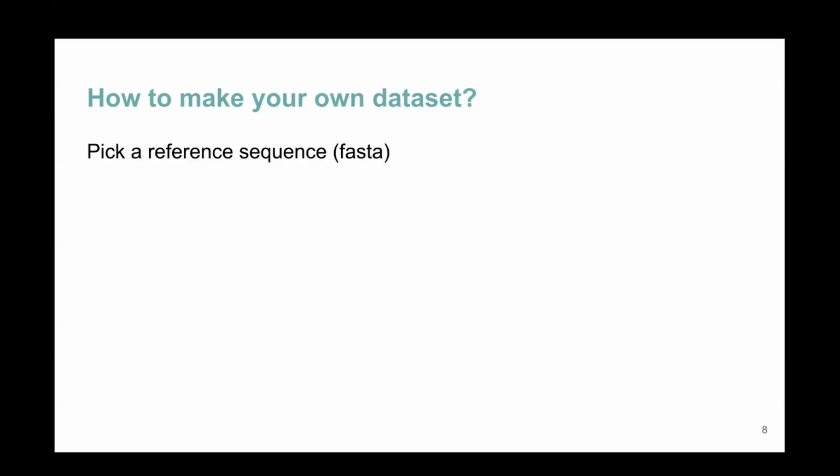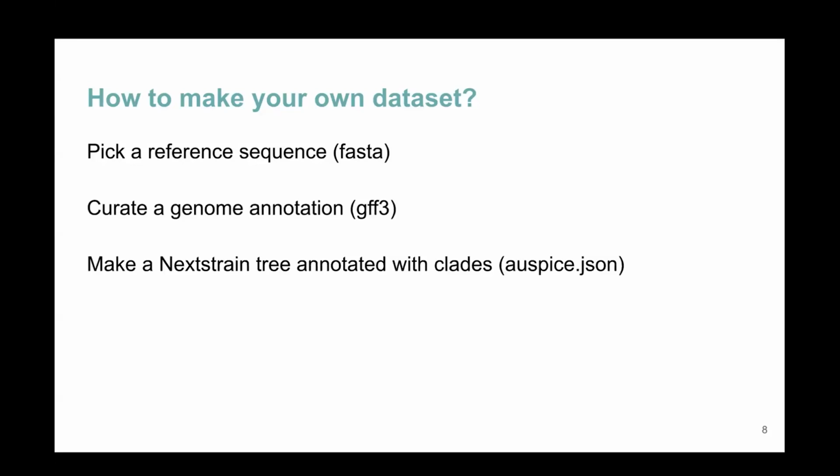So we're trying to encourage that, and there's a tutorial available. Maybe I don't have to go into too much detail here, but it essentially boils down to three things. You just pick a reference sequence. Usually you can just use NCBI RefSeq for that. You have to tell Nextclade which genes you want to have translated.